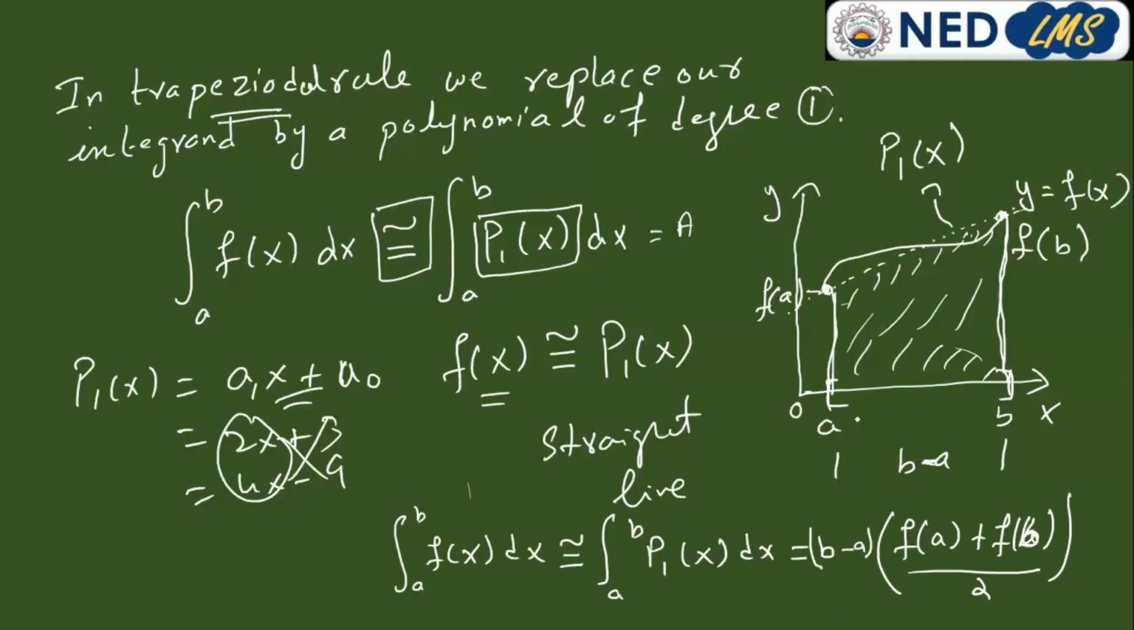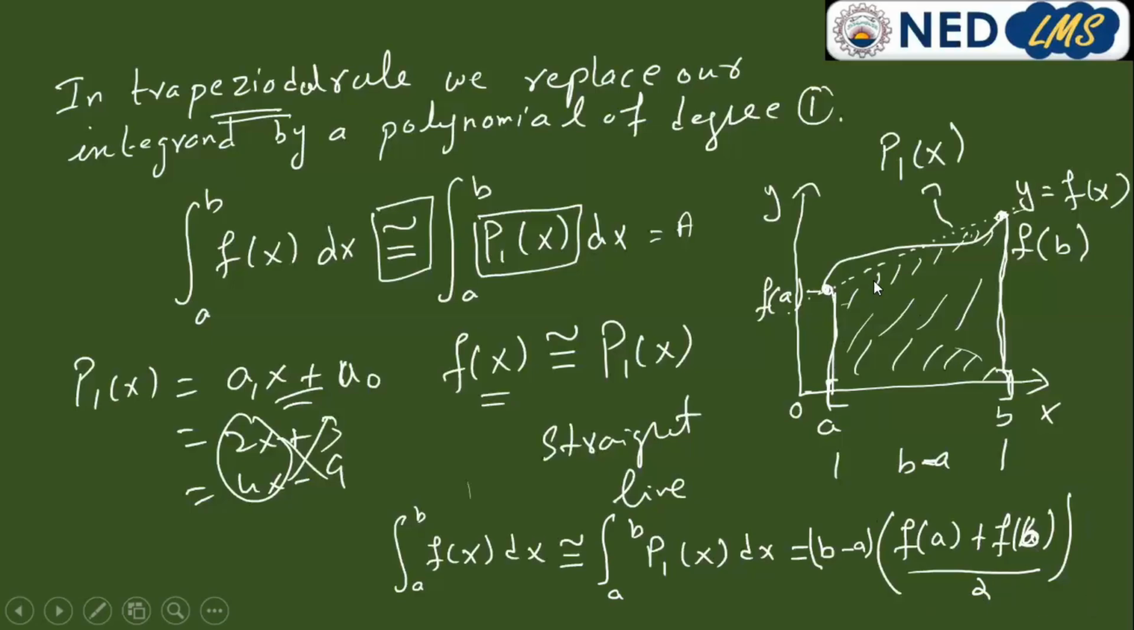The average of the parallel sides, multiplied by b minus a, the length of the separation. So one can clearly see that if this separation is very small, let's say b is very close to a, we can make a good approximation. Otherwise it will contain error. So this is how we have defined it.